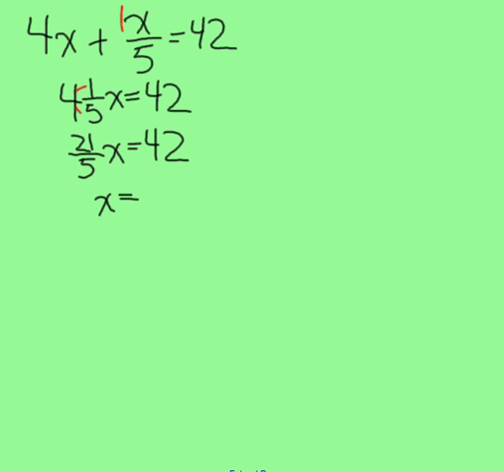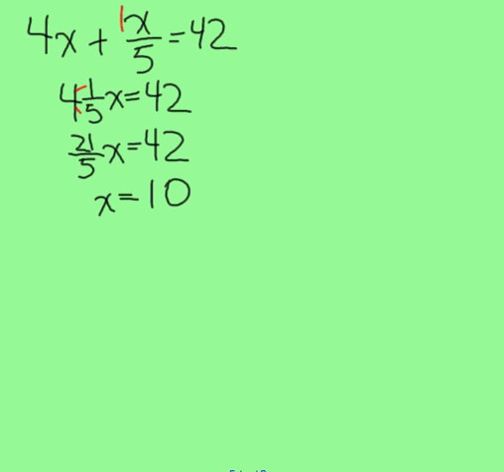Okay, on your calculator, we're going to move that 21 fifths over. It is attached by a multiplication. And so to move it across the equal sign, we're going to want to do the opposite of multiply, which is divide. So on the calculator, 42 divided by 21 fraction 5. Leave it in fraction form so you can get the exact answer. And I'm getting 10.